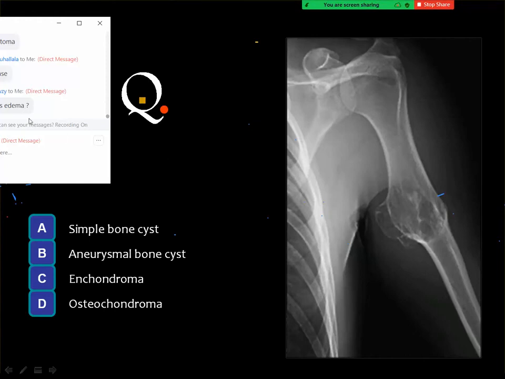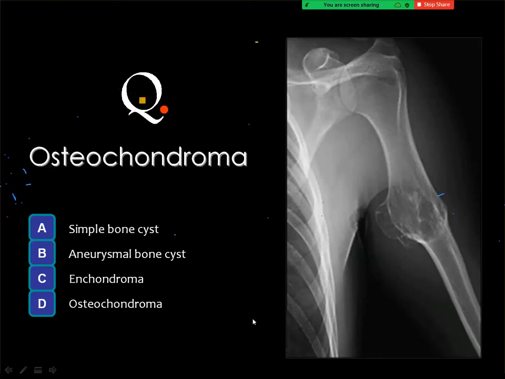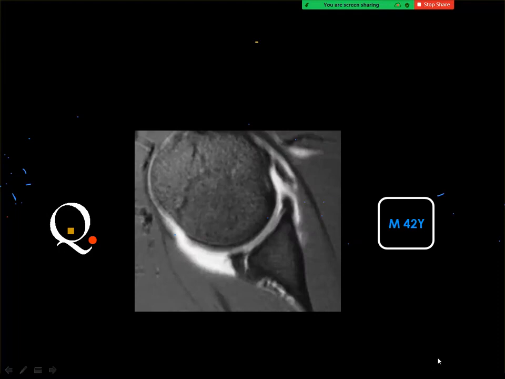There is a question why there is edema. With any of the bone tumors, because of the reaction in the mother bone or the adjacent bones, you get bone marrow edema, even if this tumor is benign. And the answer is D, which means that this is an osteochondroma or cartilage capped exostosis. This is right. Then the next case.